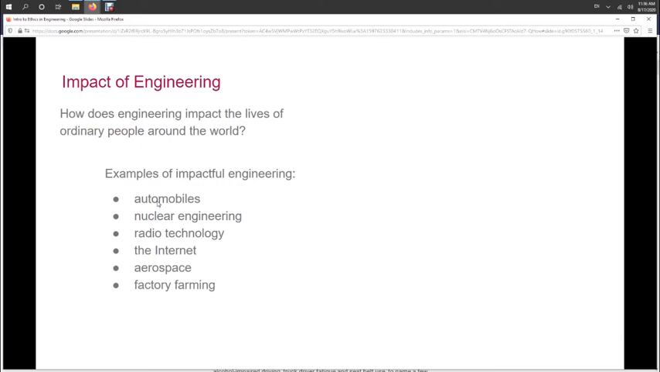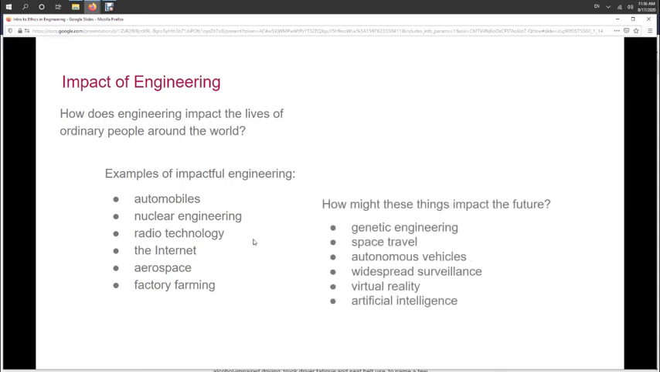Radio technology covers a wide area of things. That could be a simple wireless radio or your cell phone. Cell phones also use radio technology. The internet, aerospace, factory farming. We don't have to talk about each one. But each one of these things has impacted our way of life.